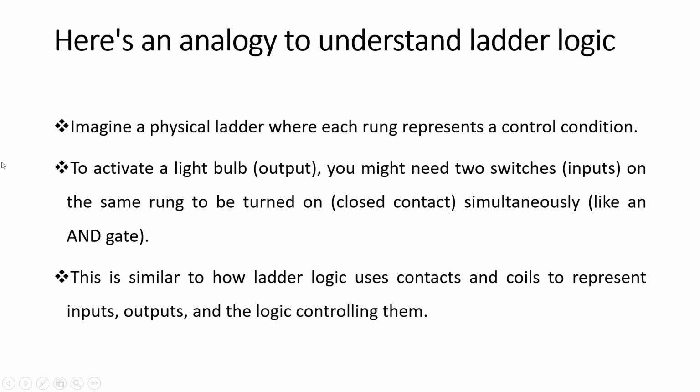This is also similar to how ladder logic uses contacts and coils to represent inputs, outputs, and the logic controlling them. So you might have two contacts on one rung, and those two contacts on the same rung are going to be operating on an AND gate analogy. So when all of them are high, that's when the output is going to be high.